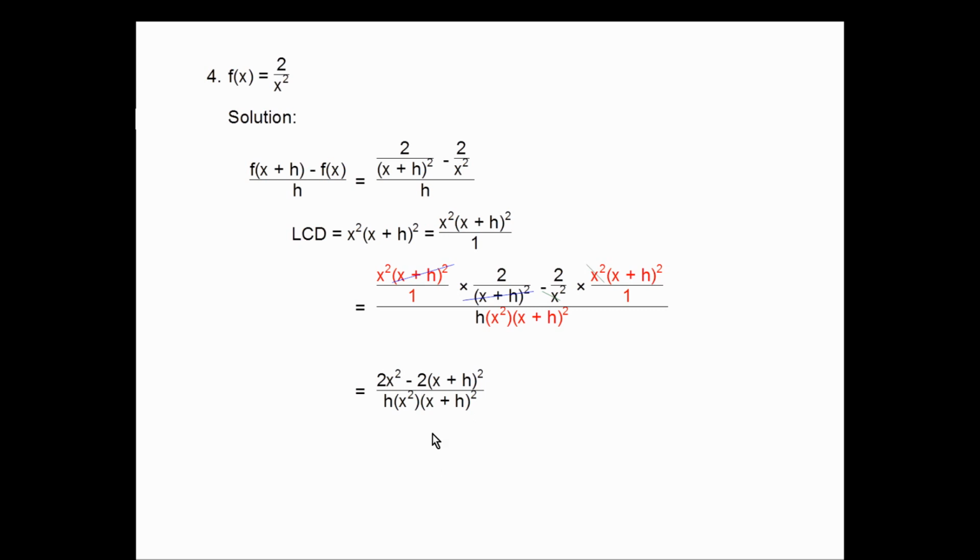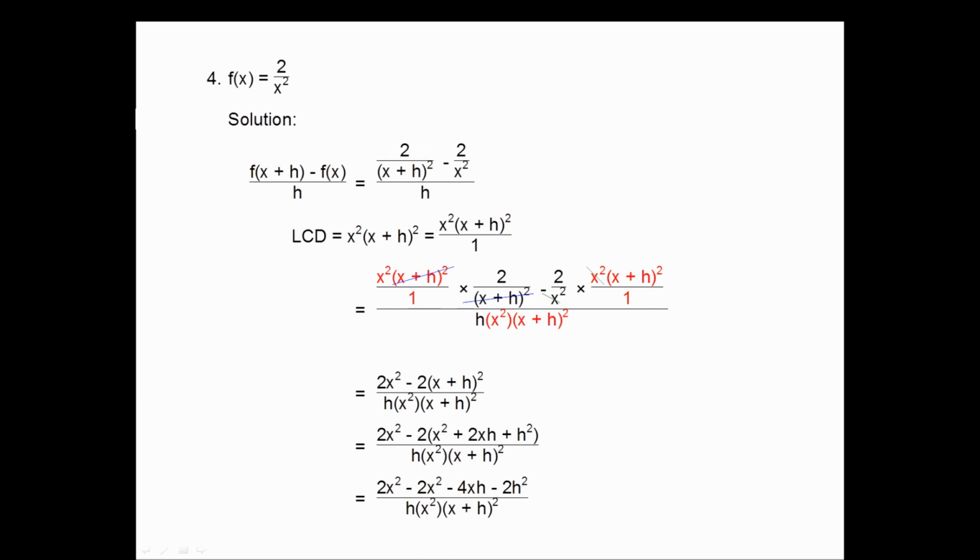So I have 2x squared minus 2 times x squared plus 2xh plus h squared, all over h x squared times x plus h squared. We're now going to distribute the minus 2. Remember, we've got to get all the parentheses and brackets to disappear in the numerator so I can start to factor. So distribute the minus 2, and I'll have 2x squared minus 2x squared minus 4xh minus 2h squared over h x squared times x plus h squared. So I've distributed the negative 2.